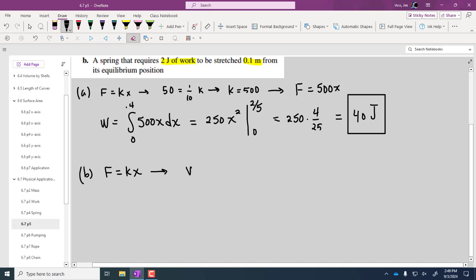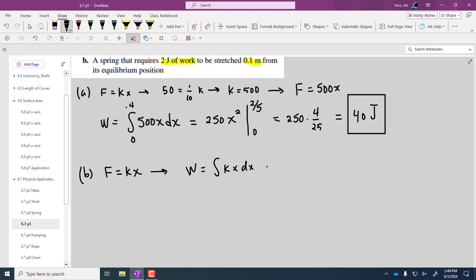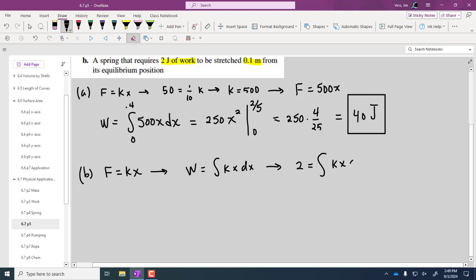So we know that work is equal to the integral of force. So it's the integral of kx. And what they're telling us here is that we are going to get 2 joules of work done if we integrate this kx, where we don't know k, but we know k is a constant, and we're going to integrate it from 0.1 from equilibrium. So we're going to go from 0 to 0.1. So that's the equation that they're giving us, the initial value with the work done. So we know W, and we know our limits of integration.